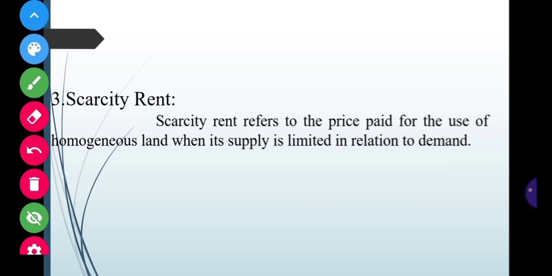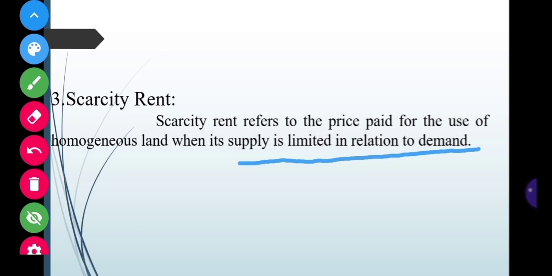Homogeneous, in the sense of the same land, when its supply is limited in relation to the demand. It means the scarcity rent arises due to scarcity in the supply of land, or say the limited land that exists. We cannot increase the supply of land according to demand.